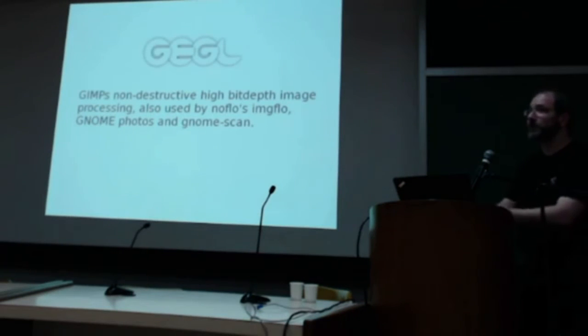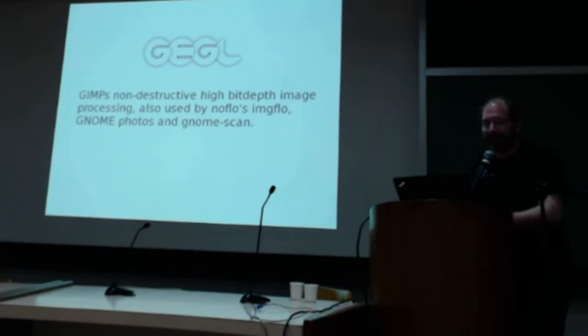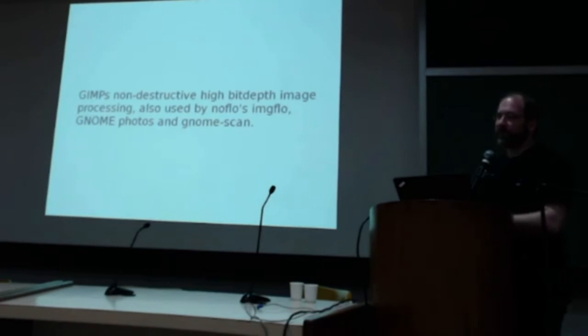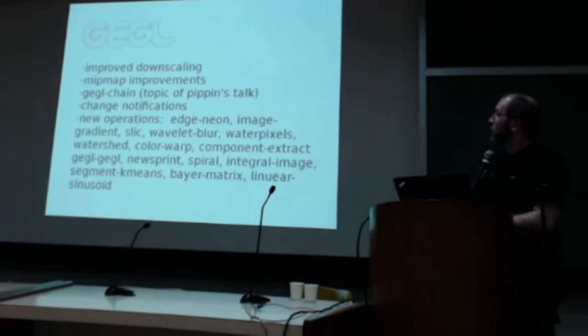And Pippin, who is over there, sent in some updates regarding Babl and GEGL, a library for graph-based image processing. Among others, this library is the main driving factor for the new architecture of the GIMP. Here are some of the more recent advancements.